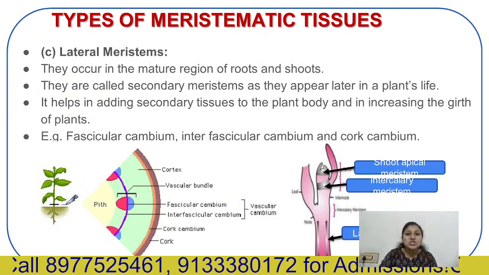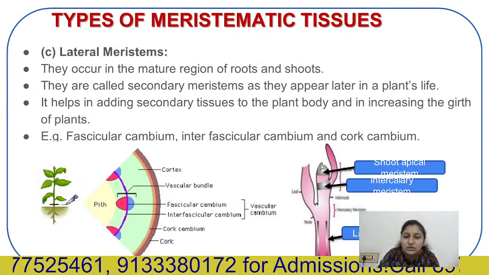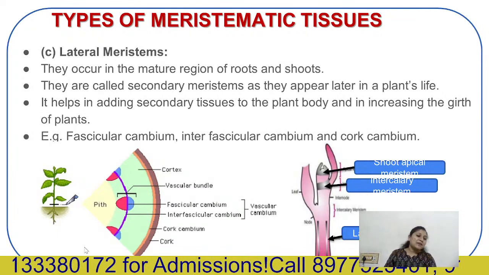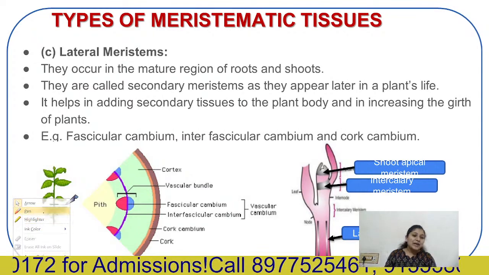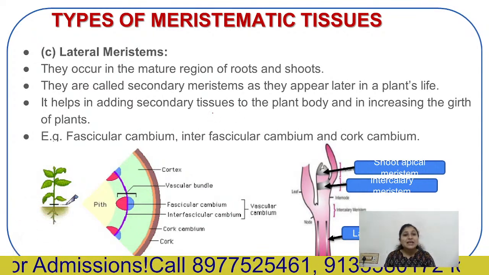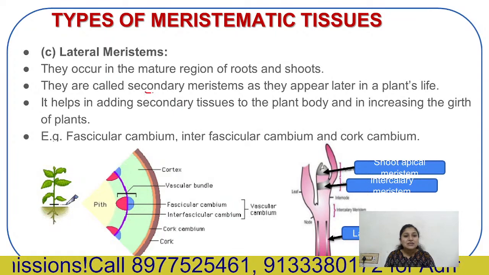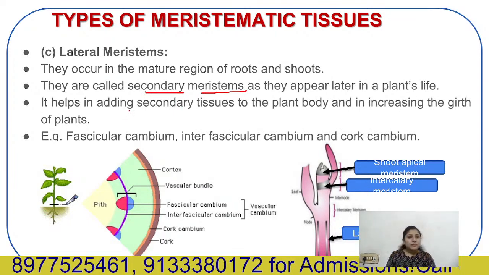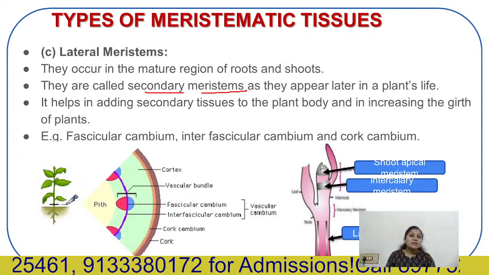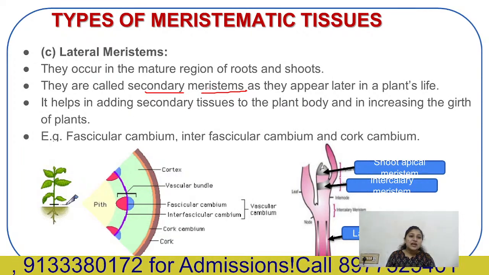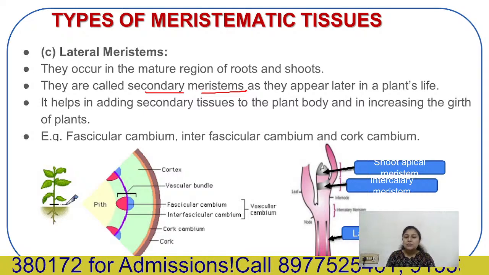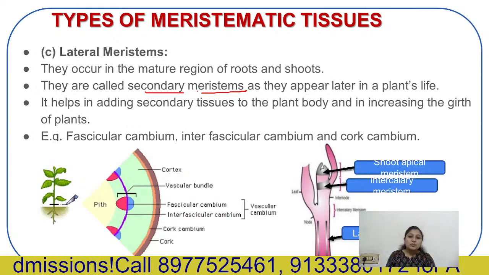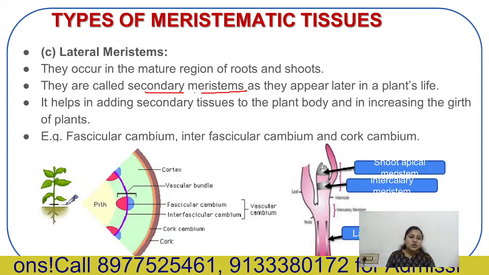Now the third type of meristematic tissue is lateral meristem. It is responsible for lateral growth, and it appears late in the life cycle of the plant, so it is a secondary meristem. Lateral meristems occur in the mature region of the roots and shoots. As they appear later in the plant's life, they help in adding secondary tissue to the plant body and increasing the girth of the plant.